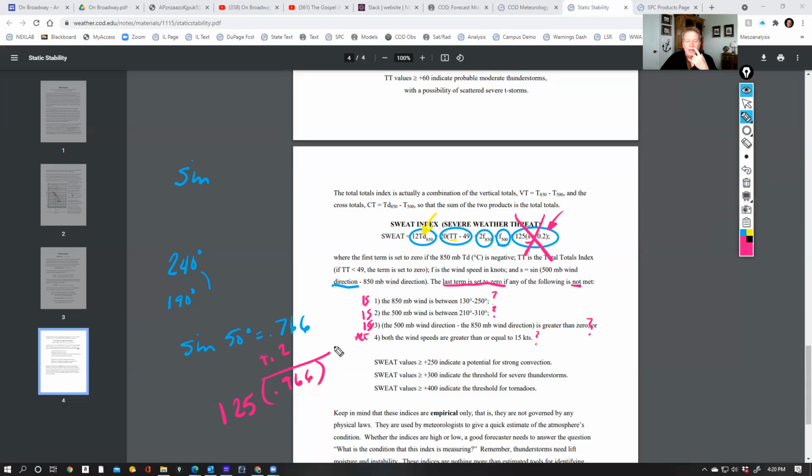Now let's see. In this one, we'd say, is the 850 millibar wind direction between 130 and 250? I said there's 190. The answer is yes. Go to the next question. Is the 500 millibar wind between 210 and 310? Yes. Is the 500 millibar minus the 850 greater than 0? So 240 minus 190 is 50. Yes. Are both the wind speeds at least 15 knots? I didn't give you that, but that's what you find out. If they're under 15, the term goes away.